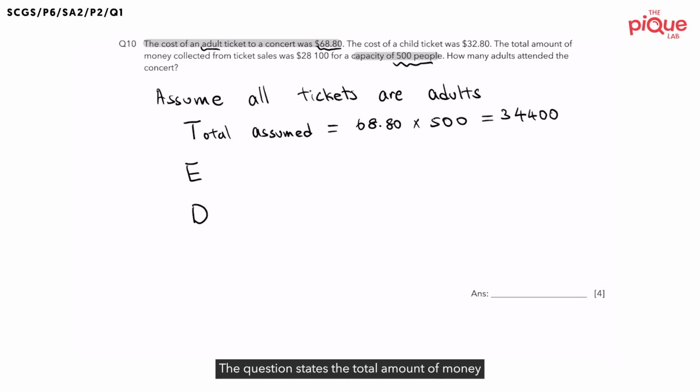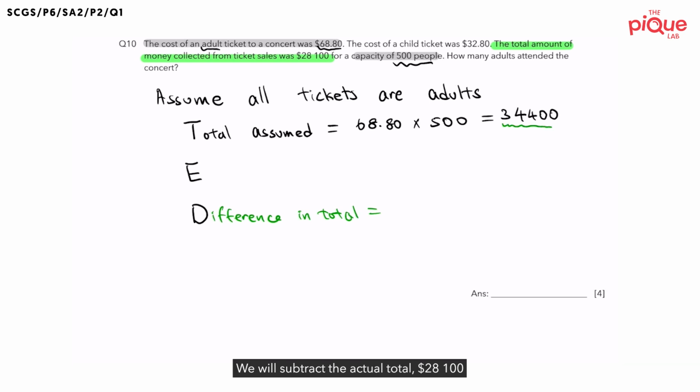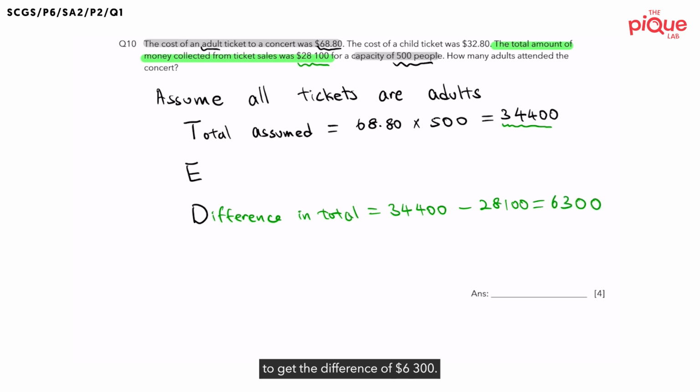The question states, the total amount of money collected from the ticket sales was $28,100. Our assumed total doesn't match with the actual total stated in the question. There's a difference in the total. What is this amount? This is where D in our TED comes in, representing the difference in the total. We will subtract the actual total, $28,100, from the assumed total, $34,400, to get the difference of $6,300. We are left with letter E.